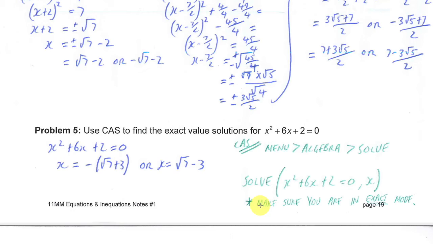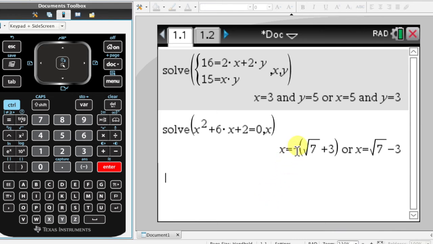Again, remember to be sure that you are in exact mode. Of course, guys, what we could do is take that -1 and expand it through to get negative square root of 7, take away 3. That's another way of writing that out.